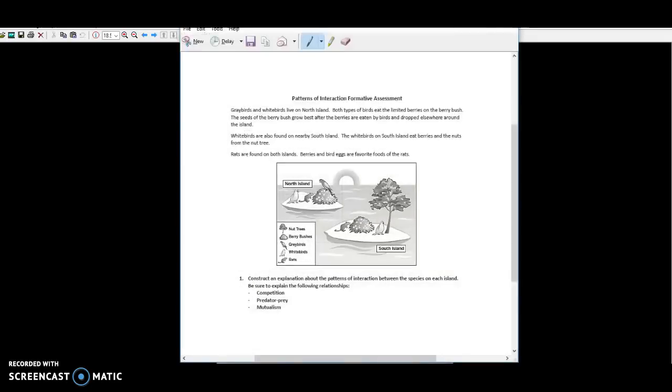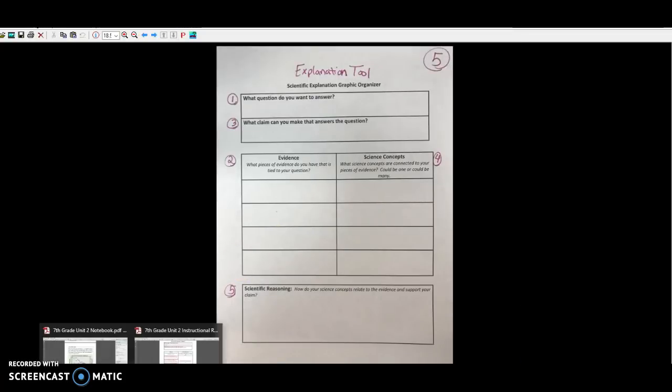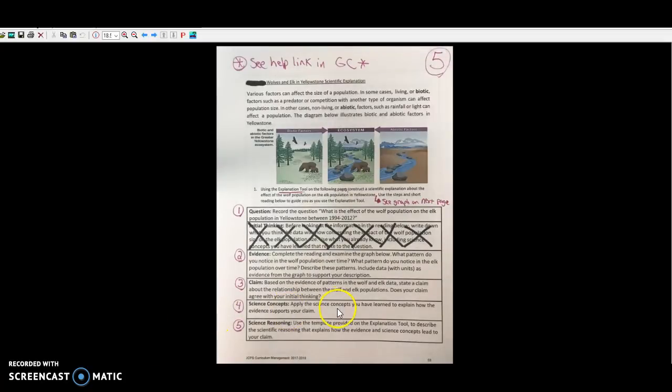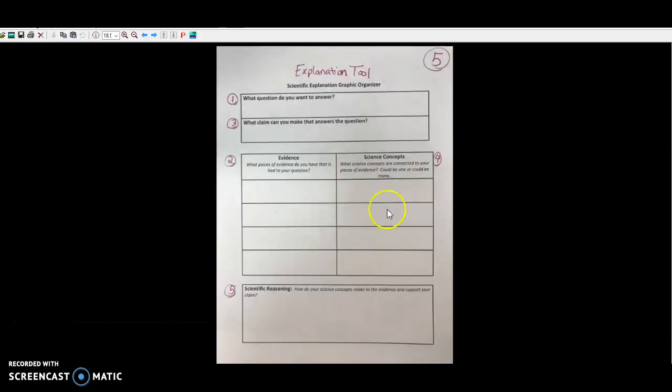So now let's go back and look at, whoops, that's not the right thing. Step 4, which is back on here. I think step 1, 2, and 3 most people get. It's step 4 and 5 that people get a little confused. It says apply the science concepts you have learned to explain how the evidence supports your claim. So this is the scientific concepts. Now you're going to want to go back to your explanation tool, and what scientific concepts have we put here? And that's even the same questions there.